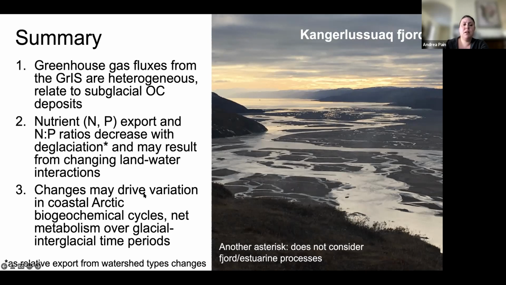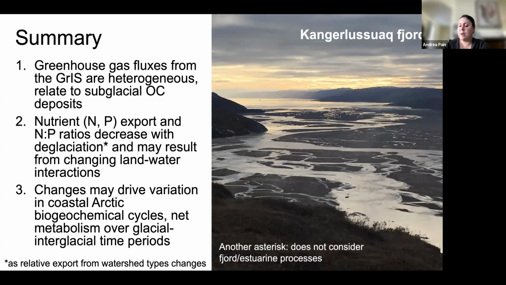These observations suggest that changes in the biogeochemical processes across these deglaciating landscapes could drive variation in coastal Arctic biogeochemical cycles and net metabolism over glacial interglacial periods.